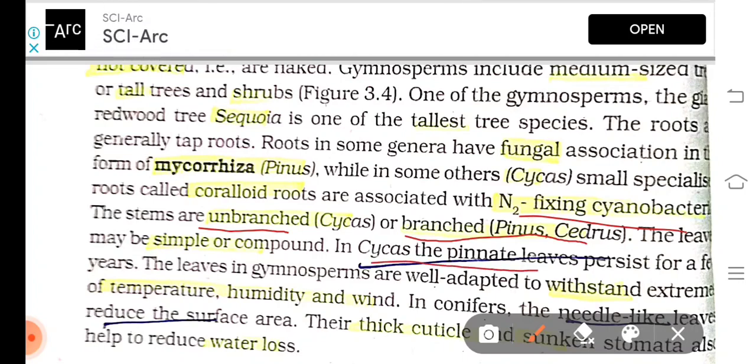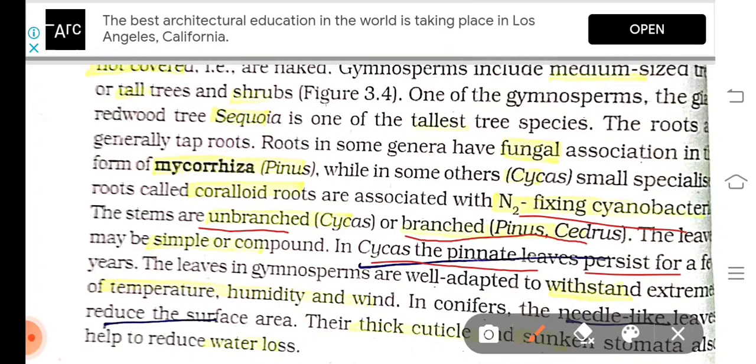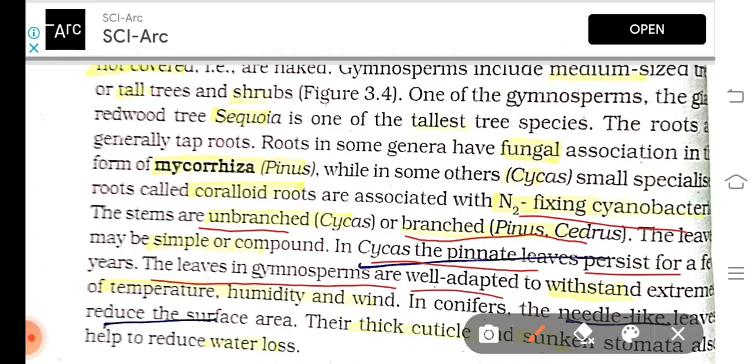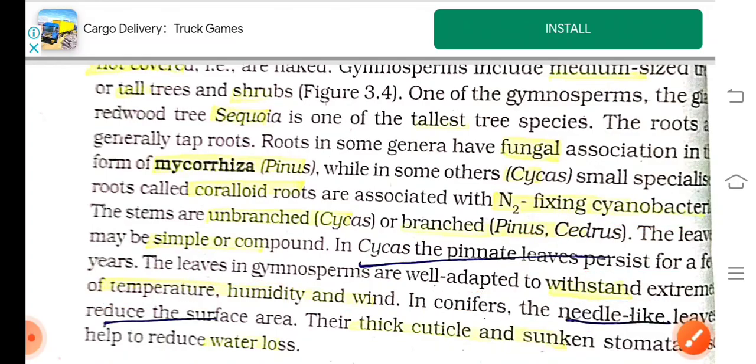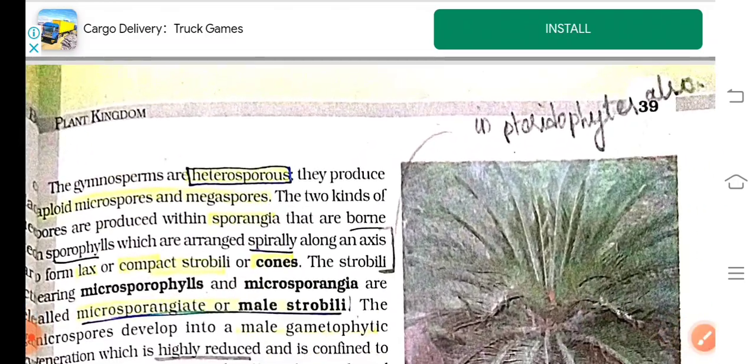The cycas have pinnate leaves which persist for a few years, and the leaves in gymnosperms are well adapted to withstand extreme temperature, humidity and wind. And this is the case of conifers, where the conifers have very thin needle-like leaves, and they have a thick cuticle also to reduce the water loss.